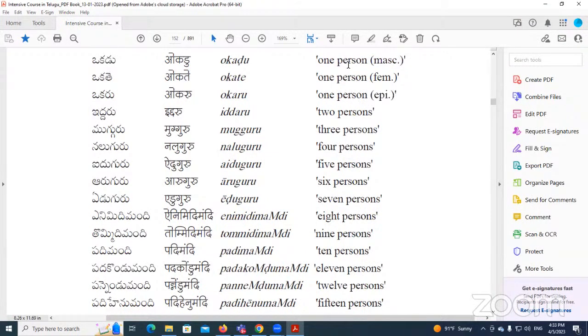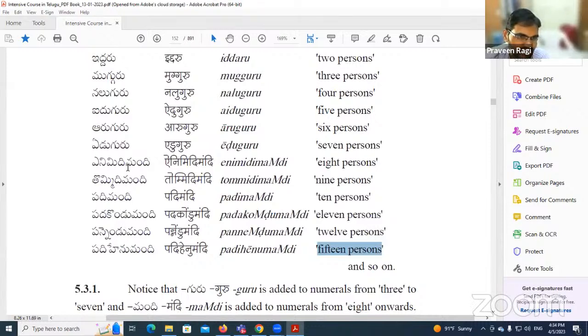Okay. So ఒకడు, one person, masculine. ఒకతే, one person, feminine. ఒకరు, one person, epicene, I think. ఇద్దరు, two persons. ముగ్గురు, three persons. నలుగురు, four persons. ఐదుగురు, five persons. ఆరుగురు, six persons. ఏడుగురు, seven persons. ఎనిమిది మంది, eight persons. తొమ్మిది మంది, nine persons. 10 మంది, 10 persons. పదకొండు మంది, 11 persons. 12 మంది, 12 persons. 15 మంది, 15 persons.